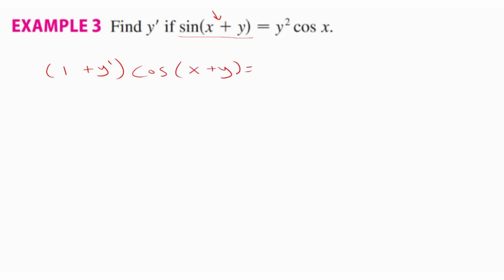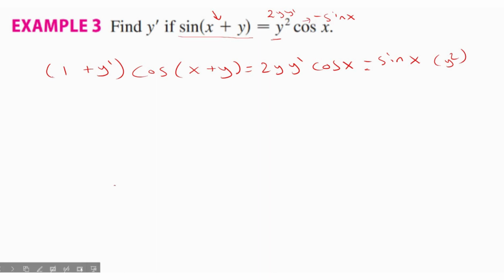On the other hand, we can see that we have a product rule here. So y squared, the derivative of it is going to be 2y y prime, and the derivative of cosine of x is going to be negative sine of x. Using the product rule, we have to multiply 2y y prime by cosine of x minus sine of x multiplied by y squared. And this negative sign is coming from the derivative of cosine of x.